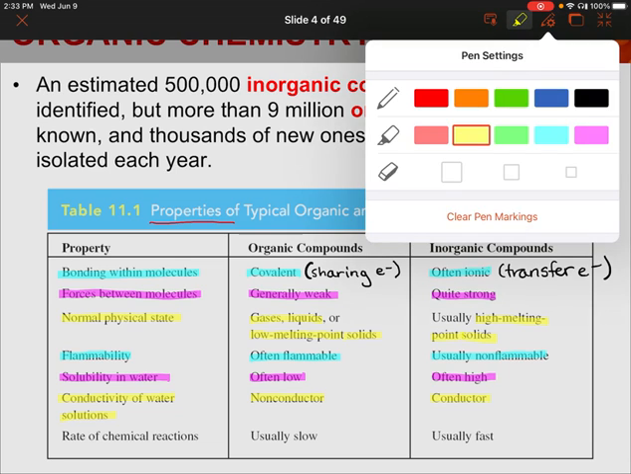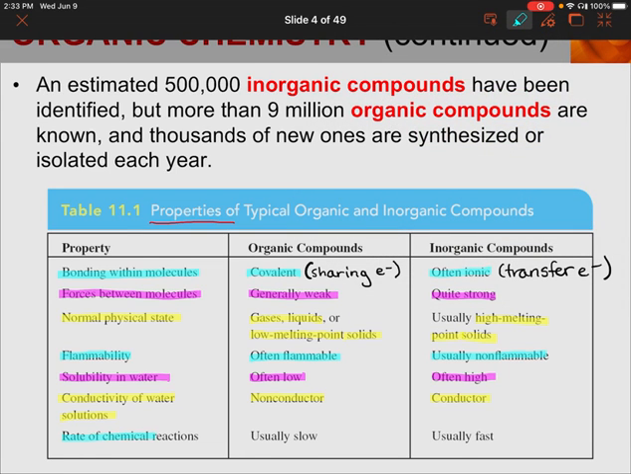Rate of chemical reactions is our last category here. The rate of a chemical reaction that occurs with organic compounds is usually really slow. So often we need the help of a catalyst. And a catalyst is something that will lower the activation energy of a reaction. But inorganic compounds typically have a fast reaction rate.